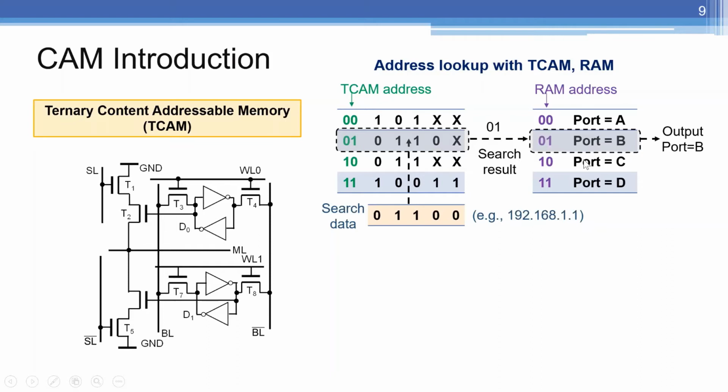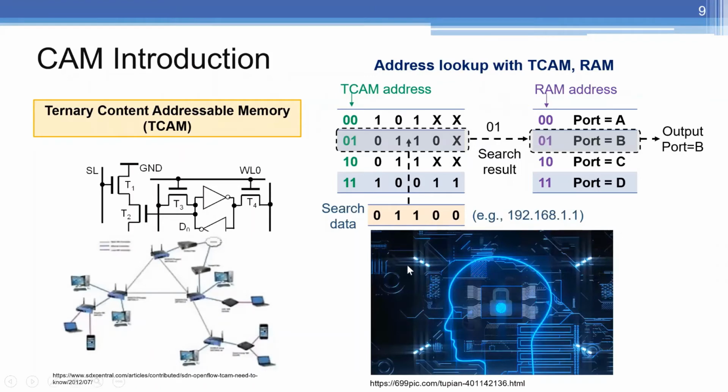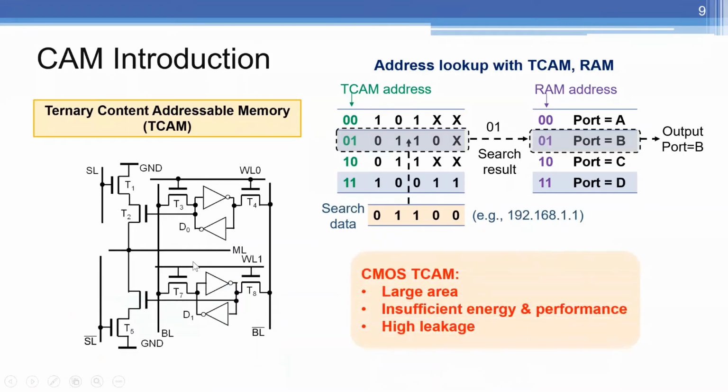Due to this content addressing property, TCAM or CAM designs have been widely used in IP routers, as well as some inference components in machine learning neural network hardware architectures. As you can see, this left figure shows the 16T conventional CMOS-based TCAM design. It suffers from a relatively large area overhead and insufficient energy and performance. Also, CMOS suffers from high leakage.